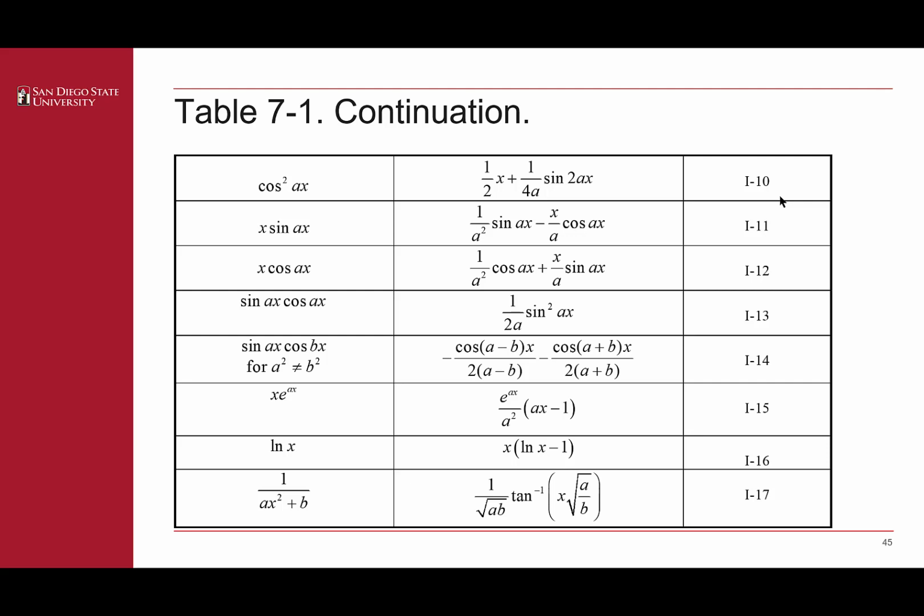Among the rest, ln x is quite important. The integral of ln x is x times ln x minus x. And 1 over ax squared plus b becomes 1 over the square root of a times b, times arctangent of the square root of a over b times x.